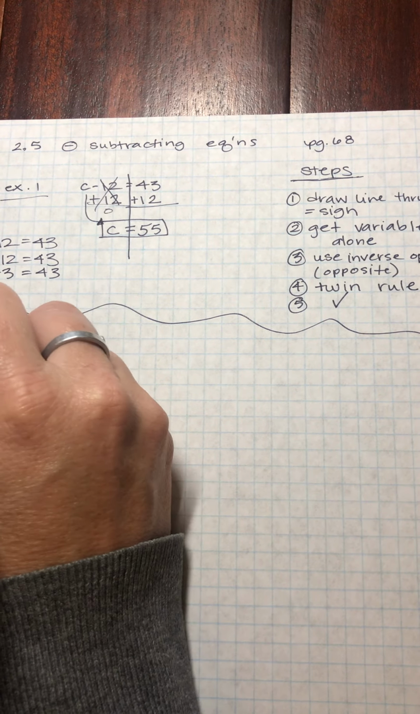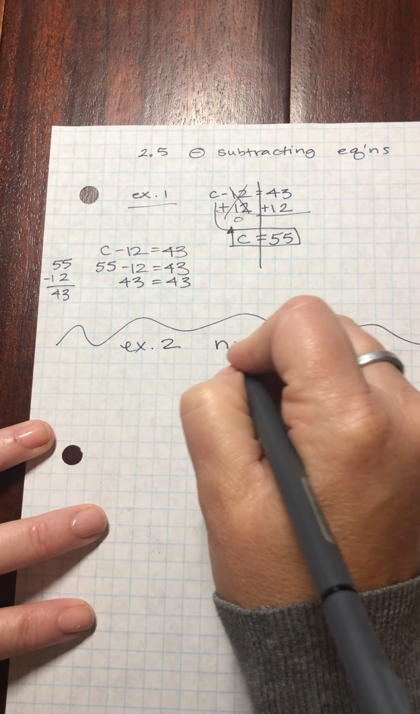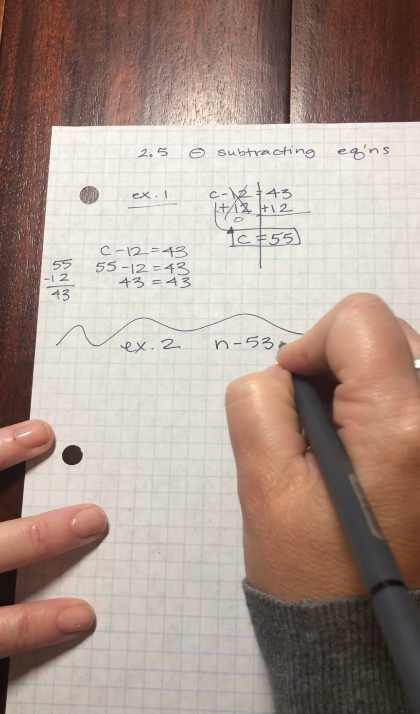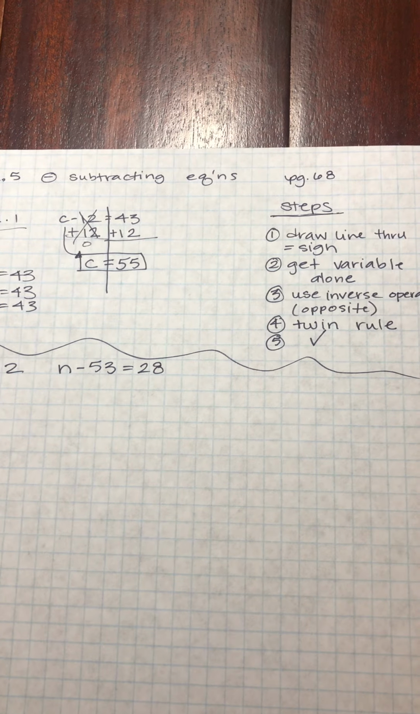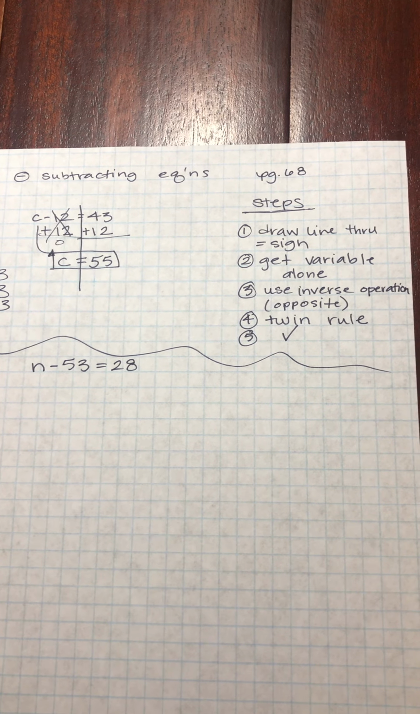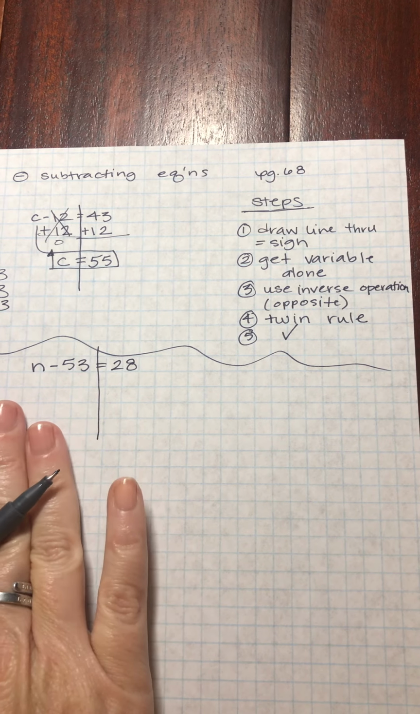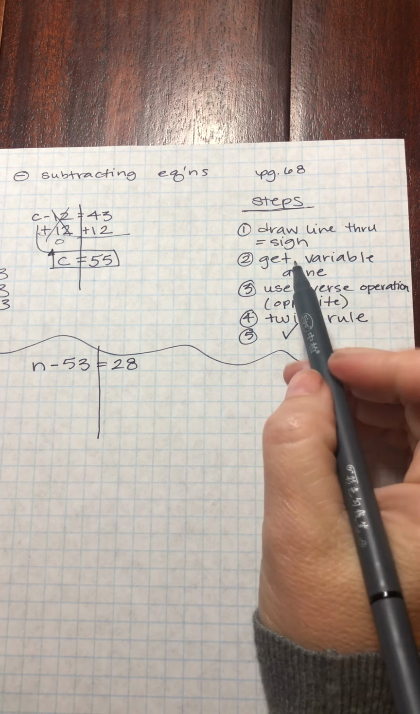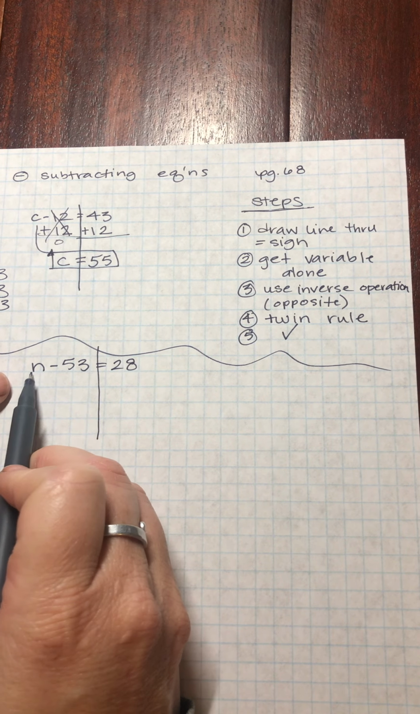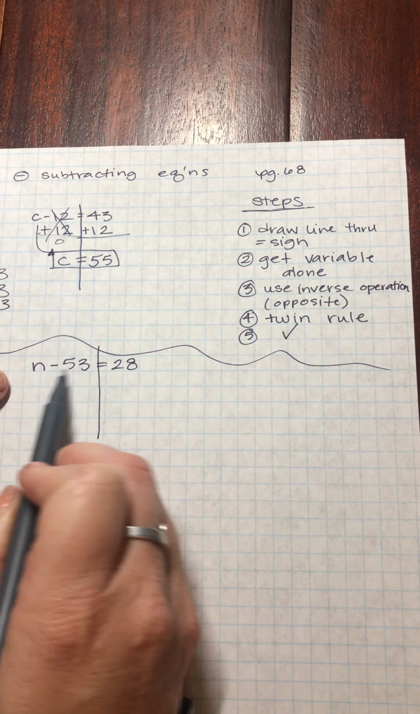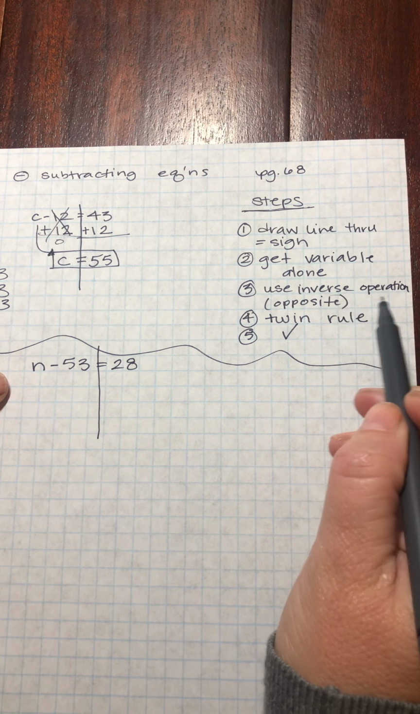Okay? Let's do another example. Let's say we have n minus 53 equals 28. Okay, we have the same steps. So step 1, draw a line through your equal sign, divide your sides. We have a left side, we have a right side. And step 2, get the variable by itself. Well, what is the variable? The variable is n in this problem. So we need whatever else is there to go away. In order to do that, we have to do the opposite.